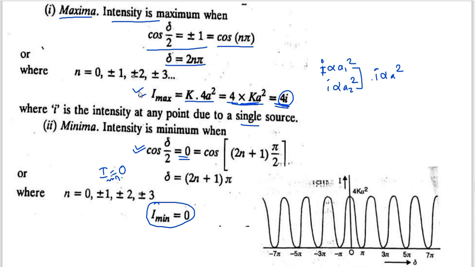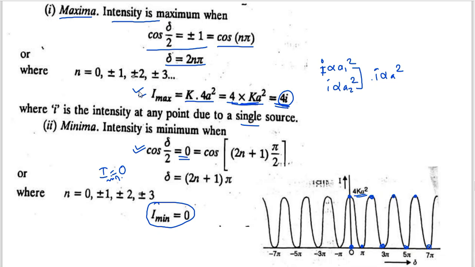Look at the figure, this is the interference pattern. At the center O, this point has a maxima, for the intensity 4k a square, which we have already found. At pi this is minima, 0. For maxima this is also 4k a square. At 3 pi this is also 0. Maxima at 4 pi, minima at 5 pi, maxima at 6 pi, minima at 7 pi.